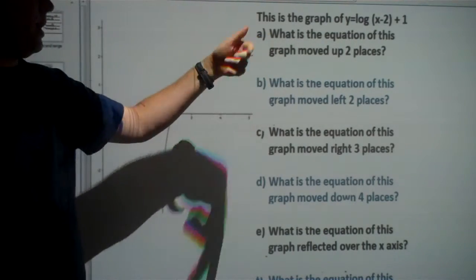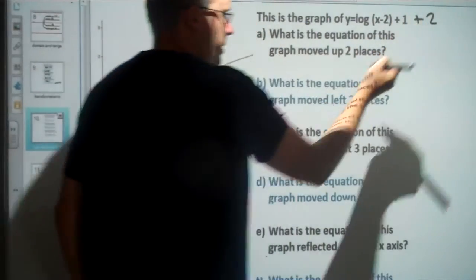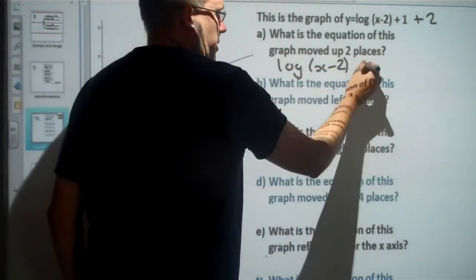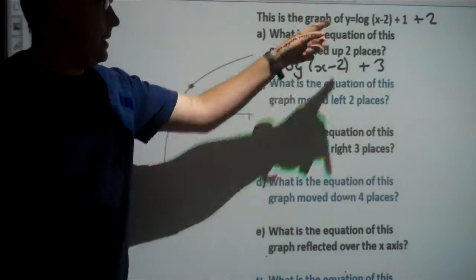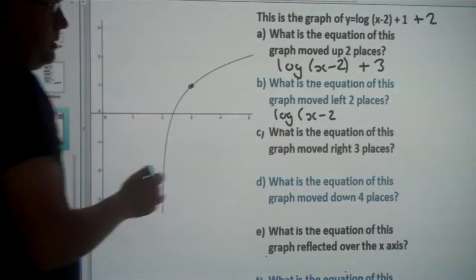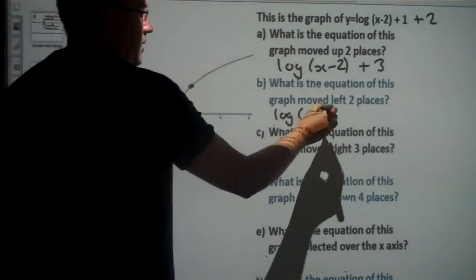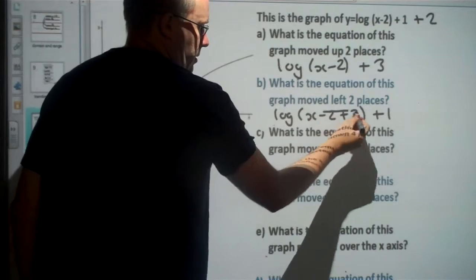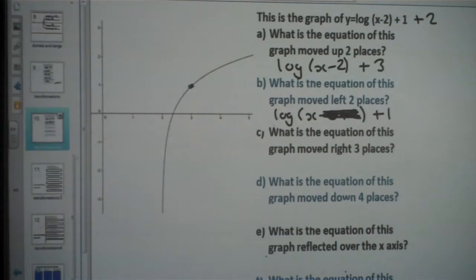Now taking this graph, what happens if we move it up 2 places? So in other words, it's this, and I've got to add 2 onto the end. So if I simplify this then, plus 1 and plus 2 gives me plus 3. Now if I move it 2 places to the left, that means I've got to change the thing inside the parentheses. So I already have this. If I want to move it left 2 places, that's like negative 2. But I've got to remember to do the opposite though for this one. So plus 2. And then if I simplify this, you can see that these 2 cancel. So it would just be log of x and then plus 1.